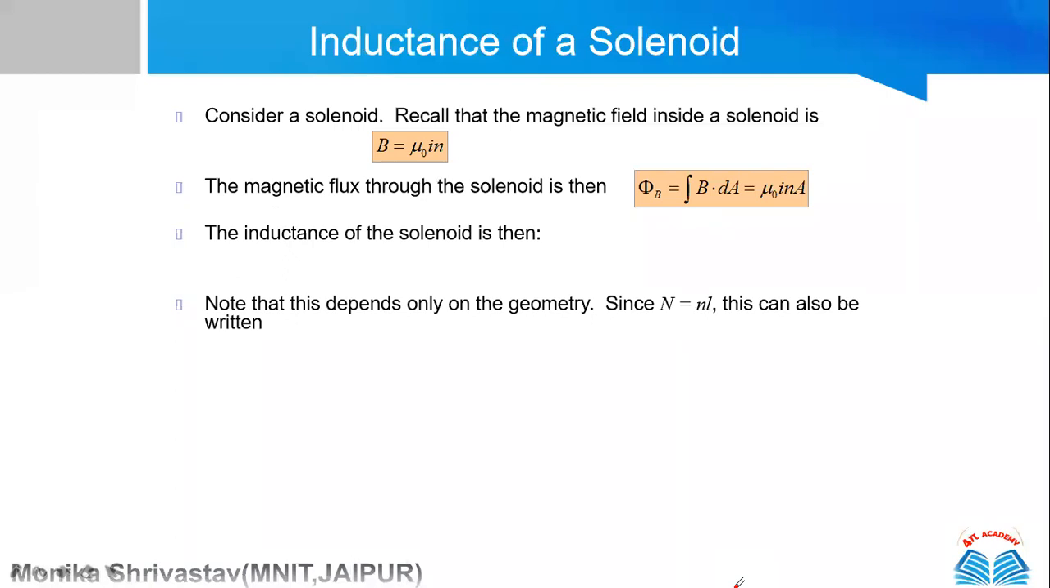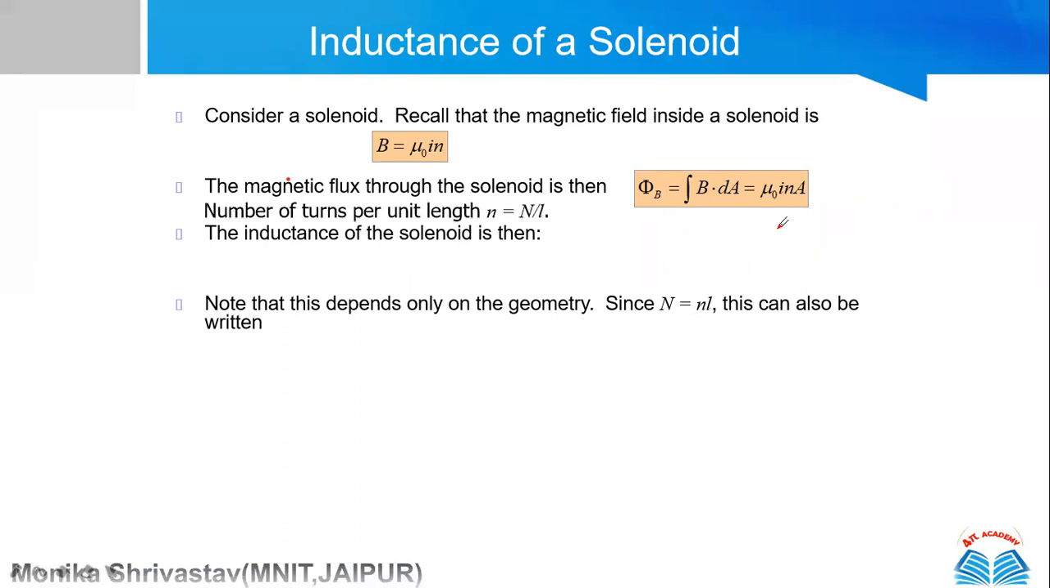Now, if you want to apply the same thing to a solenoid, what is the magnetic field inside a solenoid? B equals mu naught N i. The magnetic flux through the solenoid is phi B equals integral B dot dA equals mu naught N i A. This mu naught N i is the magnetic field for the solenoid, and A is the area, obviously.